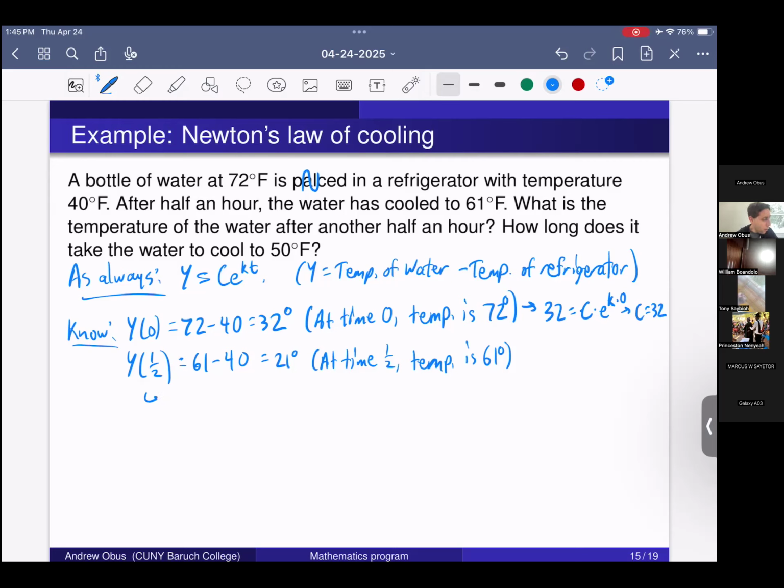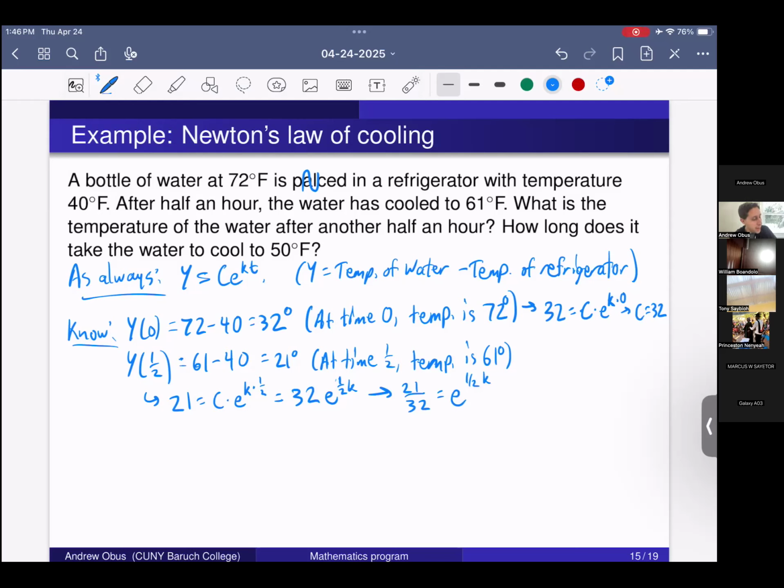And over here, y of 1/2 equals 21. That tells us that 21 is equal to c times e to the k times 1/2. But c we know is 32. So that's 32 e to the 1/2 k. And so I can divide both sides by 32. So 21 over 32 equals e to the 1/2 k.